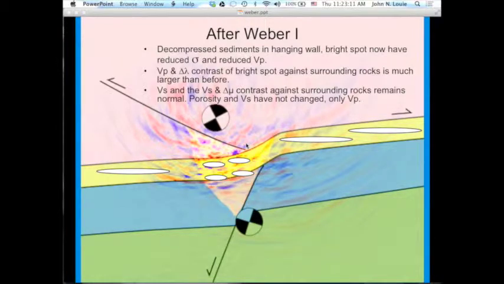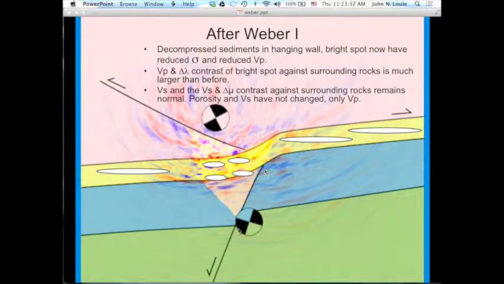Yeah. John, if you compress the sediments, why would you not have lower porosity? Well, we're decompressing the sediments. Okay. But there's no way. Okay, so right after Weber 1, within days of Weber 1, there's no way that the fluids could, in that short time, escape.